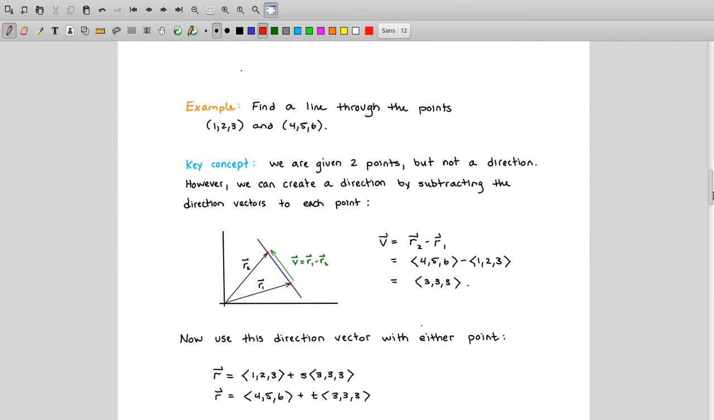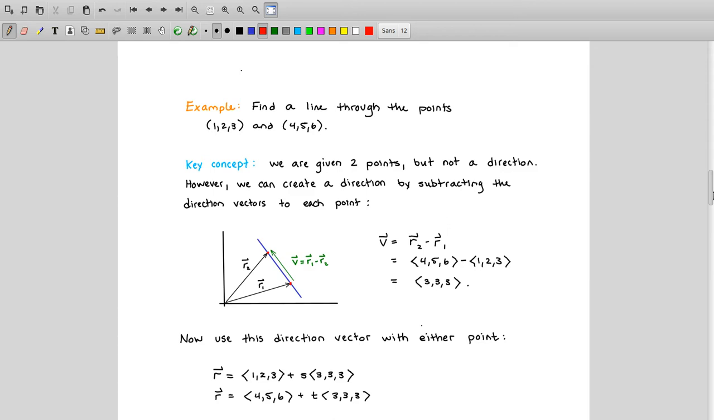Okay, so first example, very basic example. Find a line through the 2 points, 1, 2, 3, and 4, 5, 6. Okay, almost, this is just plugging into a formula given at the beginning of the lecture for vector form of a line, except we're not given a point and a vector, we're given 2 points. All right, no big deal.